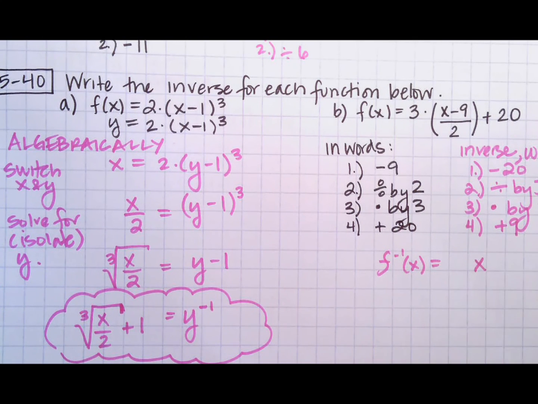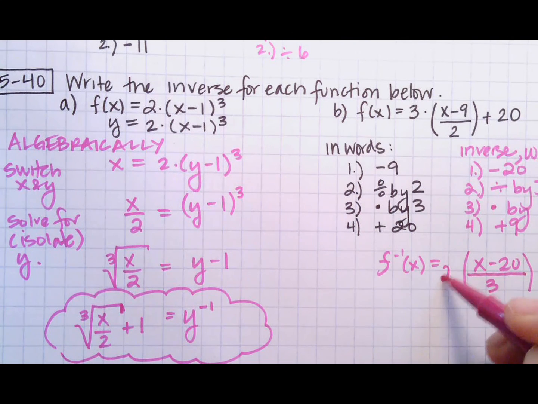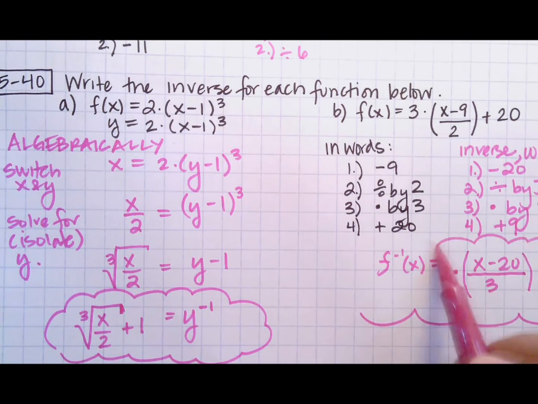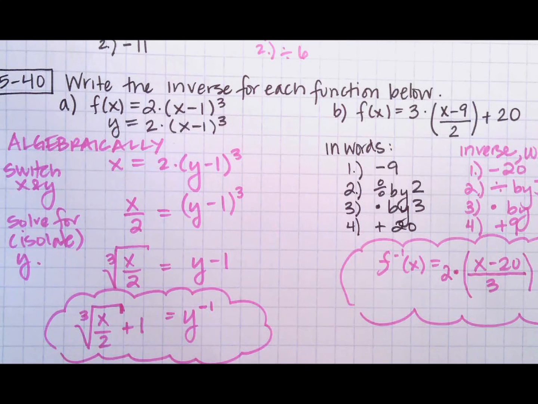Now to write the inverse equation, I have f inverse of x equaling, again, the first thing I do to x is I subtract 20. The next thing I do is to divide by 3, followed by multiplying by 2. Most of the time we write multiplying in the front, so multiplying by 2, and finally adding 9. And that's how I would write the inverse equation using the words method.